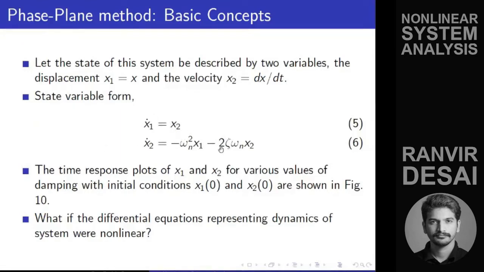This is a second order system. We can find the solution of this, right? And if we know the x1 of 0 and x2 of 0, then we can have a plot of the system.